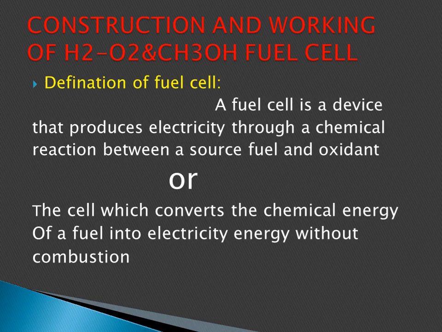What is an oxidant? Any substance that has the ability to oxidize other substances, or a molecule or atom capable of accepting electrons during a redox reaction, is called an oxidant. The fuel cell converts the chemical energy of a fuel into electrical energy without combustion.